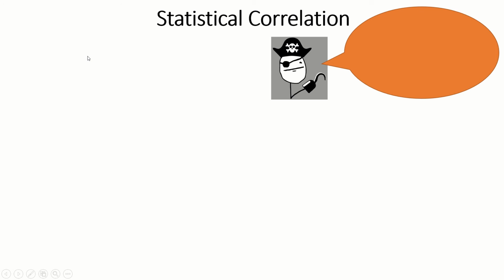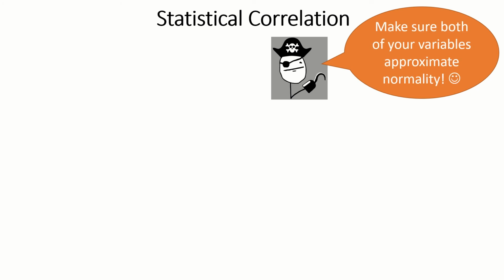What is statistical correlation? There's going to be a lot of information on the slide, so bear with me as we go through it all. Before you take a look at your results for statistical correlation, just make sure that both of your variables approximate normality, right? You want to make sure your continuous variables approximate normality. That's the only data check that you want to do before doing a statistical correlation.